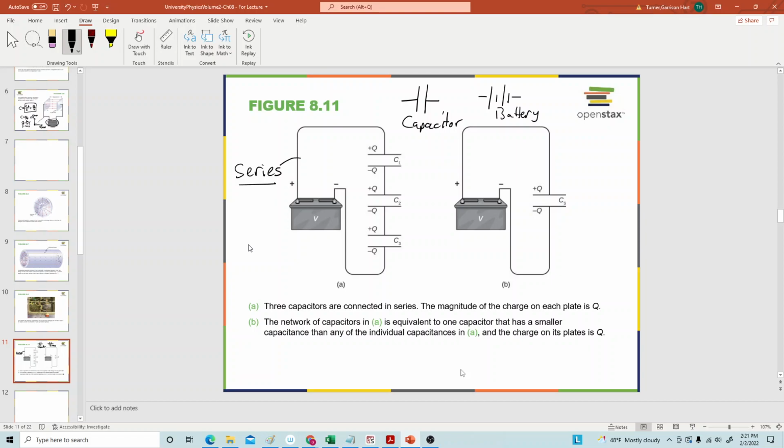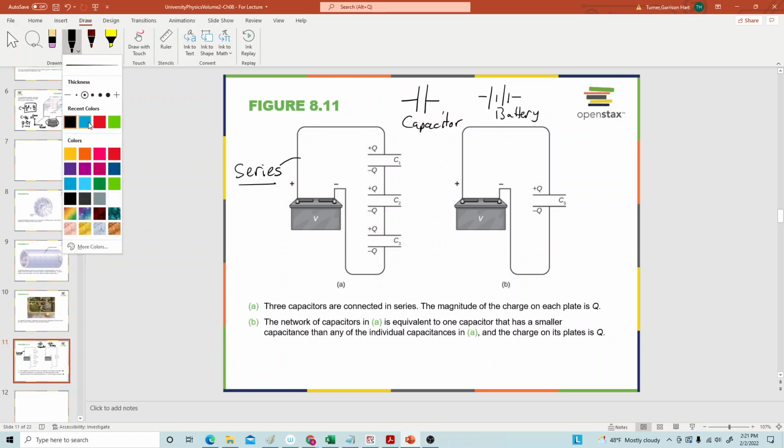Okay, and this will hold when we talk about resistors as well. So a series connection simply means when you have one single loop that your charge moves through. As your charge moves through the battery terminals, there's only one single loop.